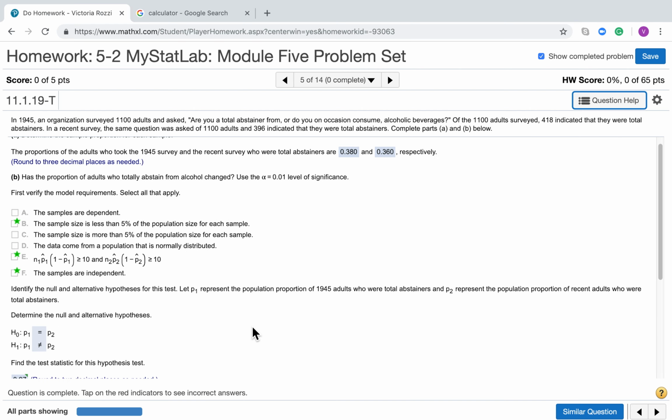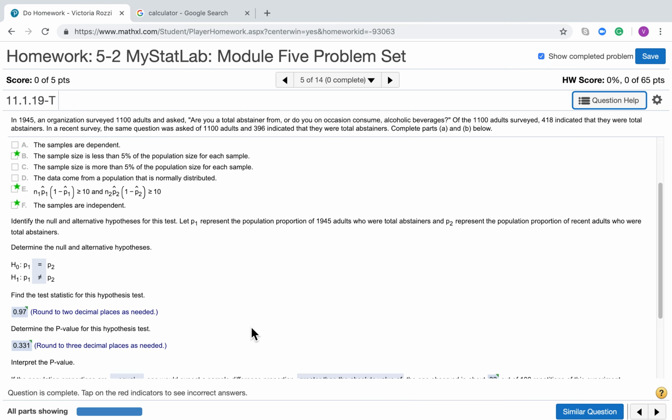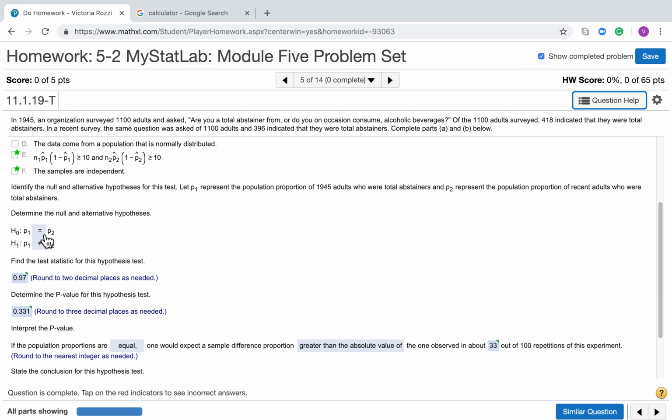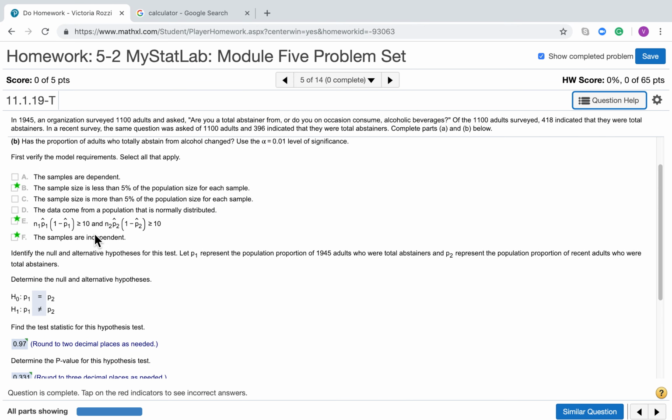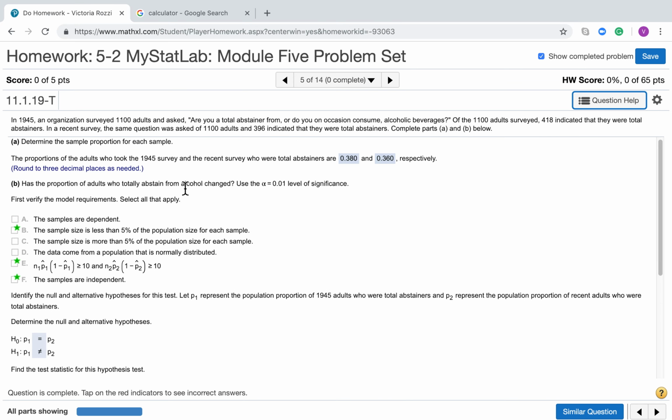Now when you go ahead and determine your null and alternative hypothesis, remember that your null hypothesis is always an equal sign. Your alternative is going to depend on what they say. Are they saying that it's less than, greater than, or just not equal to? And here they were just saying, has it changed? They're not saying is it less, they're not saying is it more. Has it changed is going to be the not equal to symbol.